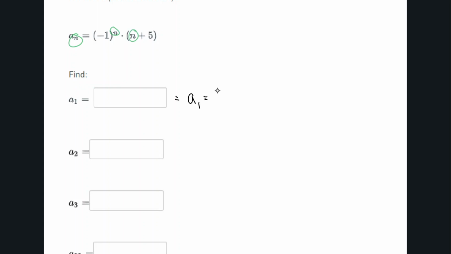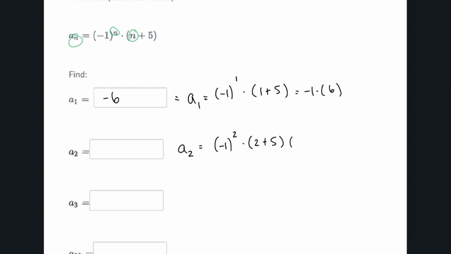A sub 1 is negative 1 to the 1 times 1 plus 5. Negative 1 to the first power is negative 1 times 6. I'll get negative 6. A sub 2, notice this one's not recursive. This is an explicit formula because it's not based on previous terms. Negative 1 to the second power times 2 plus 5. Negative 1 squared is positive 1 times 7, and we'll get 7.